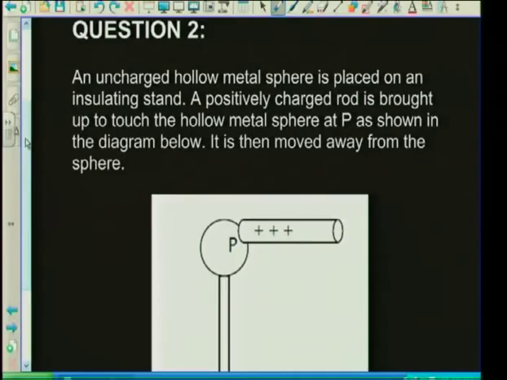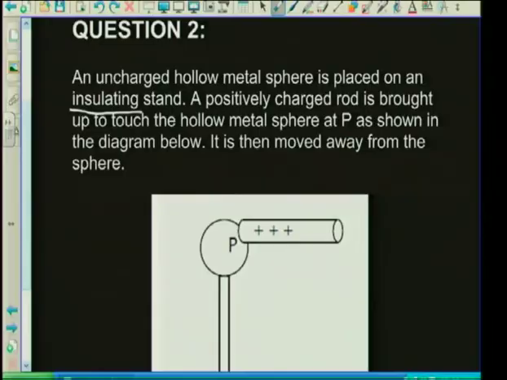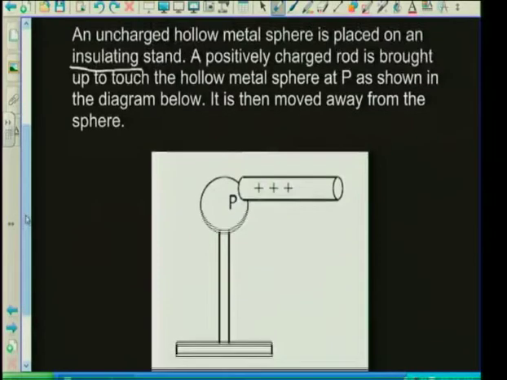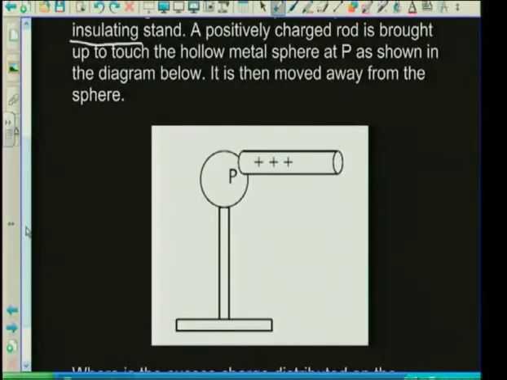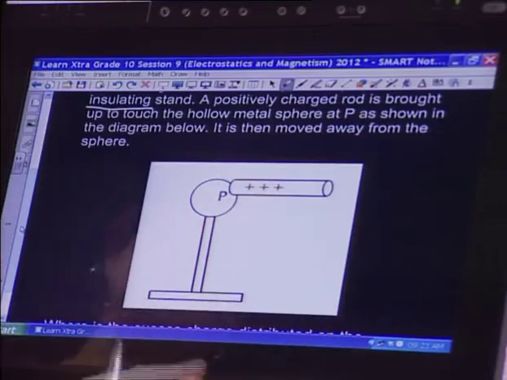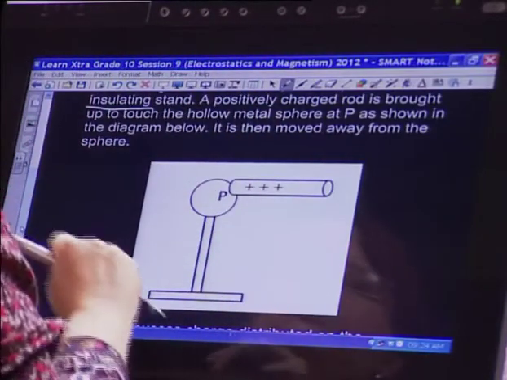Right, next one. An uncharged hollow metal sphere is placed on an insulating stand. Grade 10s, insulating stand simply means that all the charge sits on the sphere. They're saying to you that the charge cannot move. That's all it means. A positively charged rod is brought up to touch the hollow metal sphere at point P as shown in the diagram, and it's then moved away. Now think about what's happening here. I have two objects, both able to carry a charge. We spoke about the conservation of charge.